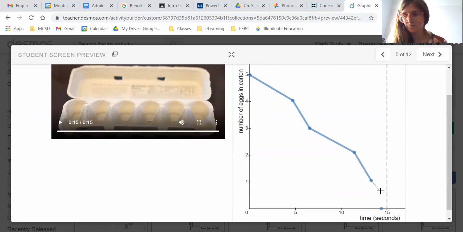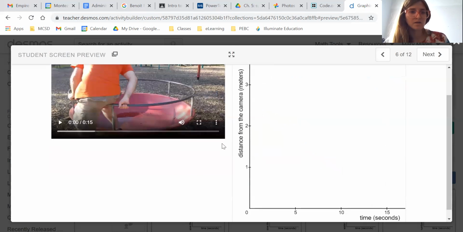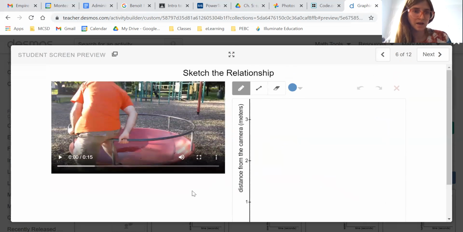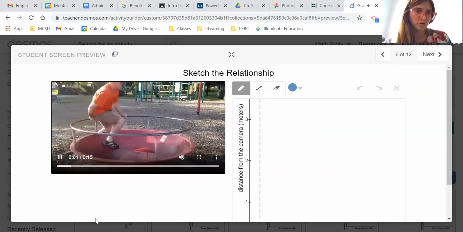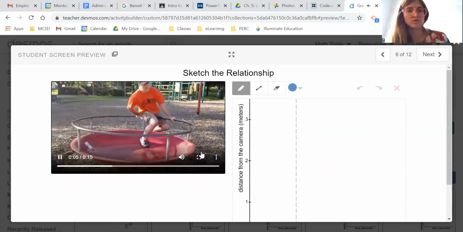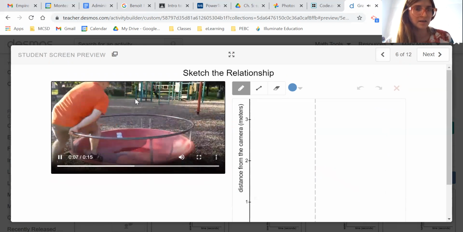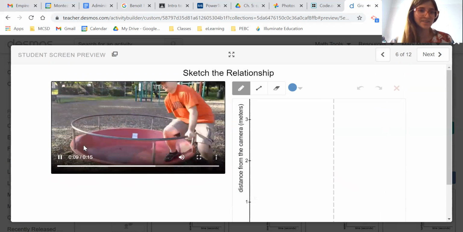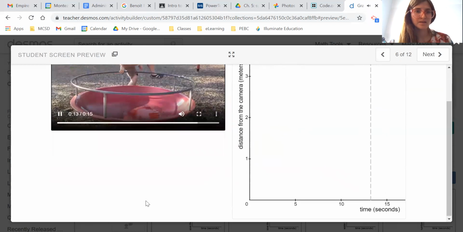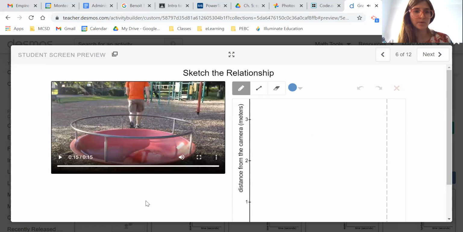There we go. Aha, distance from the camera and compared to seconds. Let's watch him. He goes away, so his distance increases and then decreases, and increases and then decreases, increases and decreases. Okay. And then he walks away.